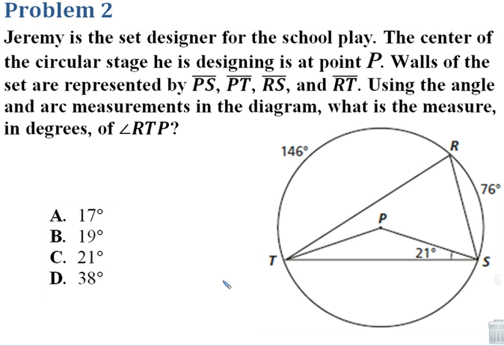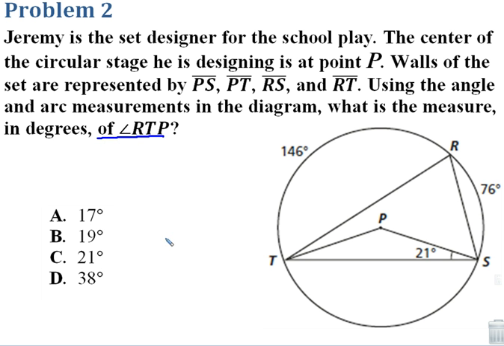Alright, next one, story problem. Let's read through this and kind of talk about what's going on. It says Jeremy is the set designer for the school play. The center of the circular stage he's designing is at point P. Okay, walls of the stage are represented by SP, PT, RS, and RT. Using the angle and arc measure in the diagram, what's the measure in degrees of angle RTP?